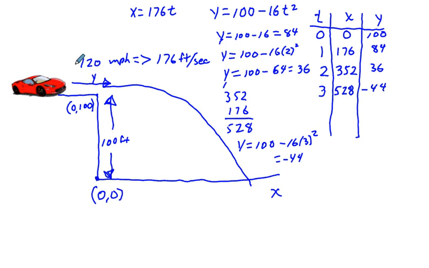You could, if you wanted to, set y equals 0. If we set 0 in the place of y equals 100 minus 16t squared, we can solve this equation using the square root method and get an exact answer that way. But we're going to go to the calculator a little bit later, do some more analysis on this one.